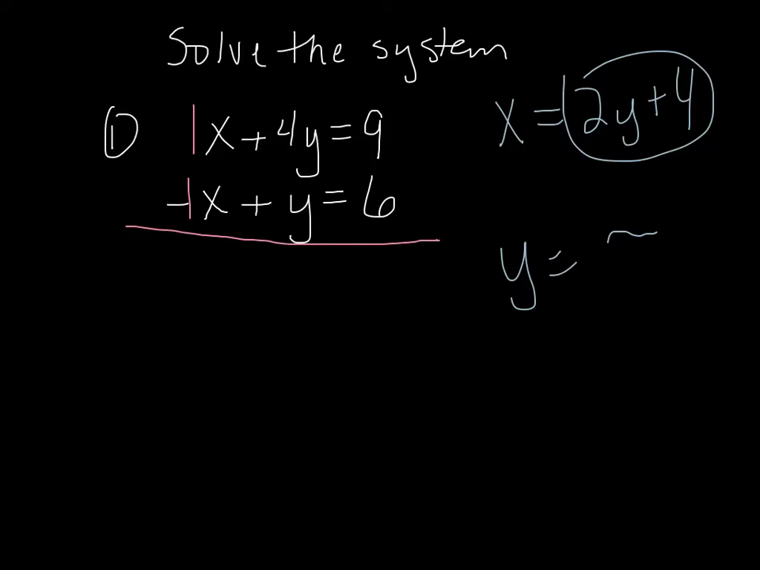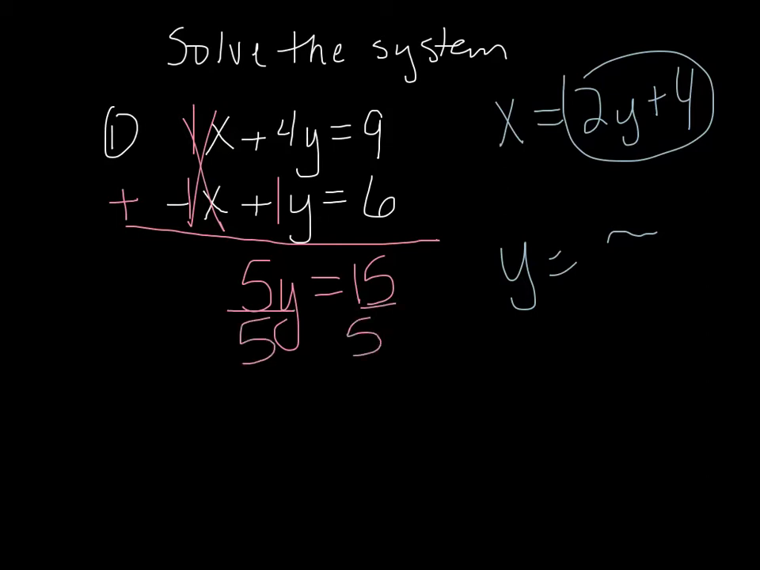When I add these, you're going to add in columns just like you add your 1's digits, your 10's digits, and so on. So I'm going to add my x's, my like terms. 1x plus a negative 1x, remember it's plus, is 0. Those cancel. 4y plus 1y is 5y. Bring down my equal sign. 9 plus 6 is 15. Now the x's are eliminated, so now I can solve for y. I'm going to divide by 5. So y equals 3.